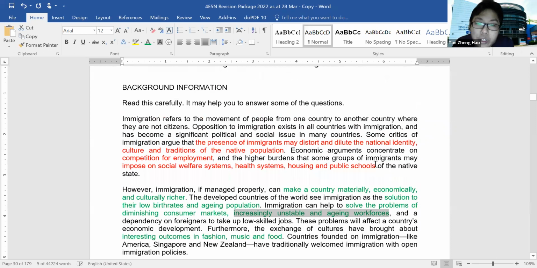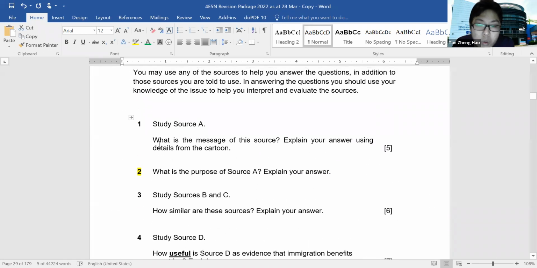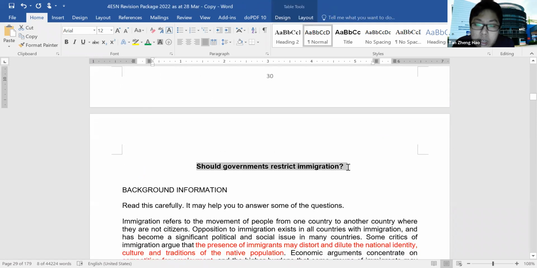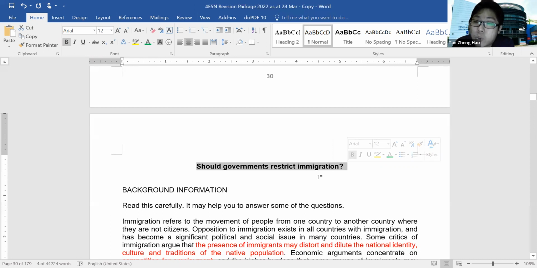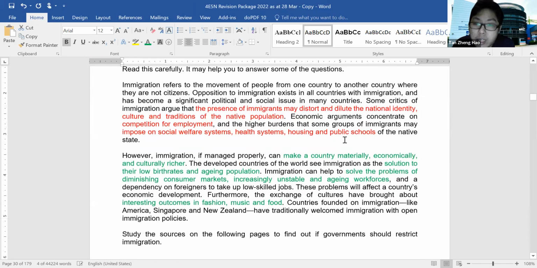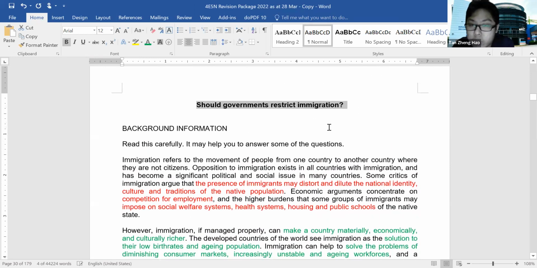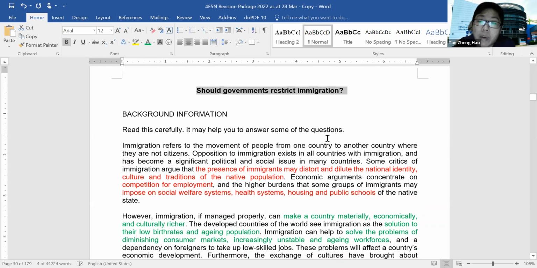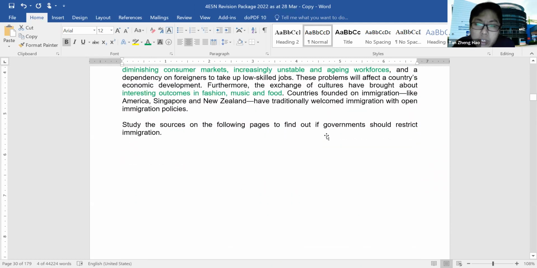Right, so let's go back to question 1. Sorry, I digress. So what is the message of this source? Just now I mentioned we can use the topic, so I can start to guess already. Maybe the message of source A is that government should restrict immigration, or maybe the message of source A is government should not restrict immigration because so and so forth. So we're going to find out which is the case, and let's analyze the source now. All right, so let's bear it in mind: will source A tell me to restrict immigration or not? And what's the reason? So let's look at source A.